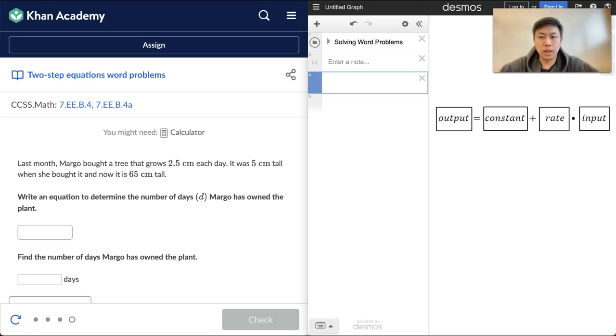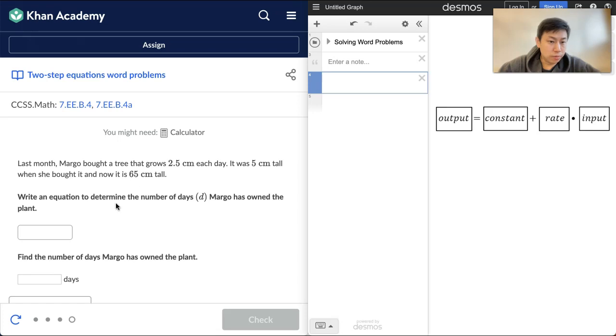Okay, so these should be two-step equations that are built in these word problems. This should be in your Canvas page or your notes. Okay, this little guide for our equations: output equals constant plus rate times input. Hopefully, we'll see each of these come into play in these word problems. So let's get into it.